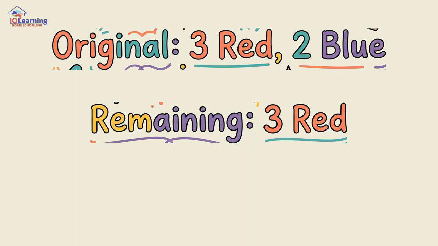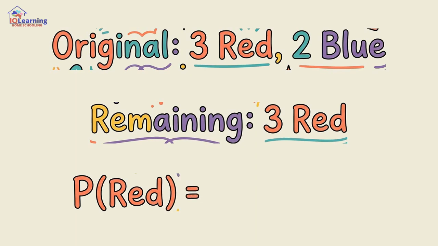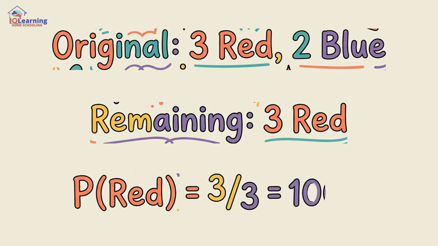How many possible balls remain? 3. How many of those are red? Also 3. So the probability becomes 3 divided by 3, which equals 1, or 100%. The denominator changed because the set of possible outcomes changed.